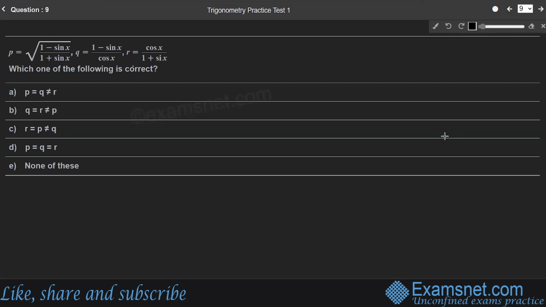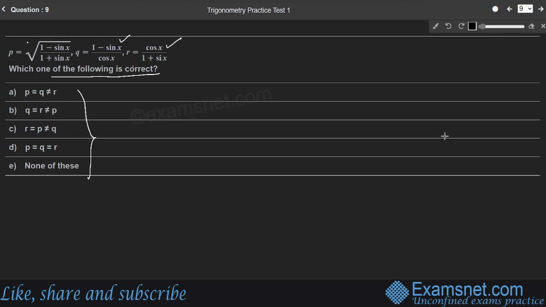Question number 9. If P is equal to root of 1 minus sin x by 1 plus sin x, Q is equal to 1 minus sin x by cos x, and R is equal to cos x by 1 plus sin x, which one of the following is correct? Here 5 options are given. We need to find which of the given options is correct, right?